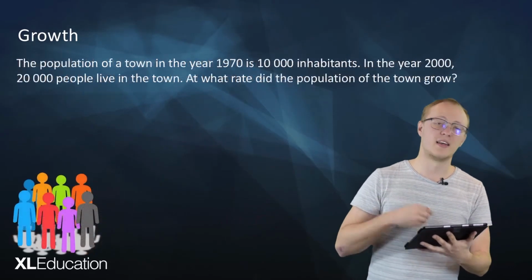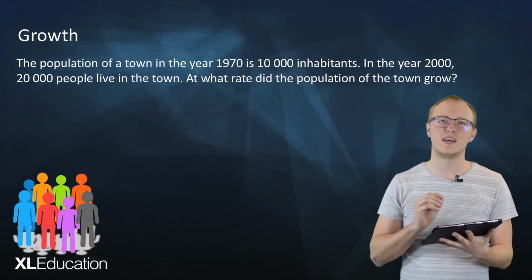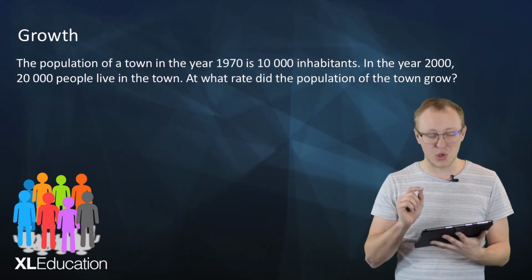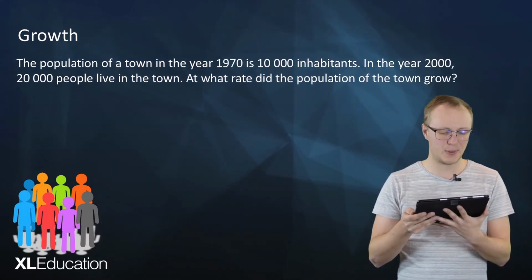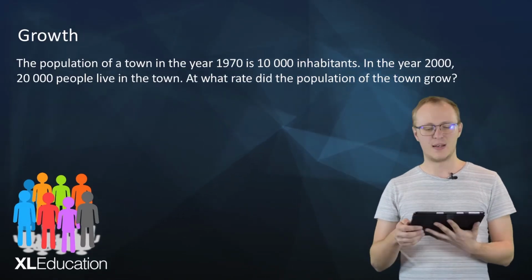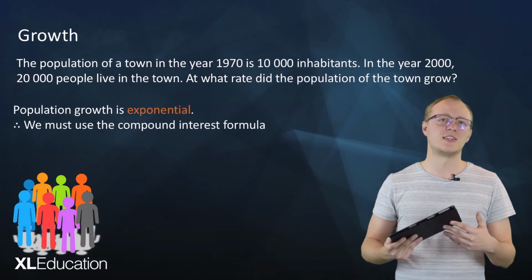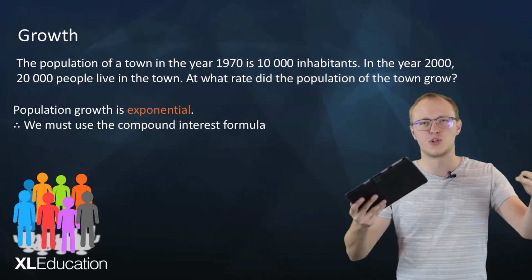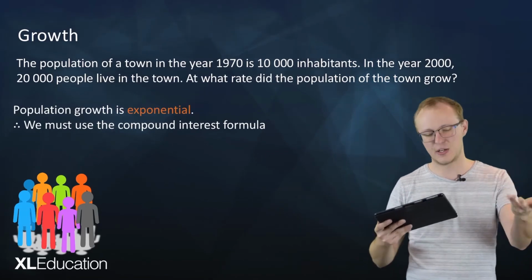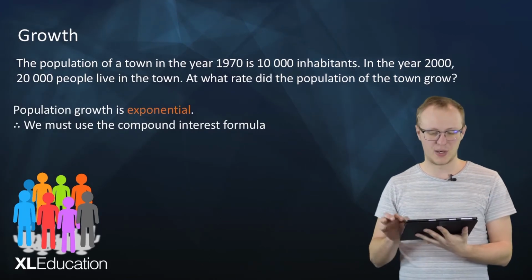Let's look at an application of compound growth. The population of a town in the year 1970 is 10,000 inhabitants. In the year 2000, 20,000 people live in the town. At what rate did the population of the town grow? Now, population growth is always exponential. Because if you have children, your children can have children and their children can have children. So it's kind of like the interest where your interest could earn interest. So we must use the compound interest formula for population growth.